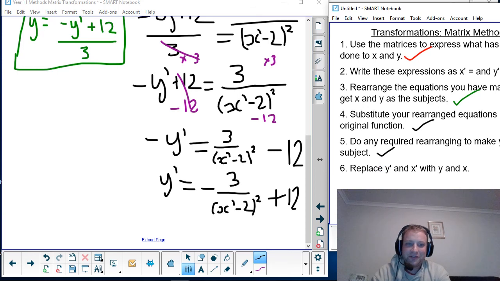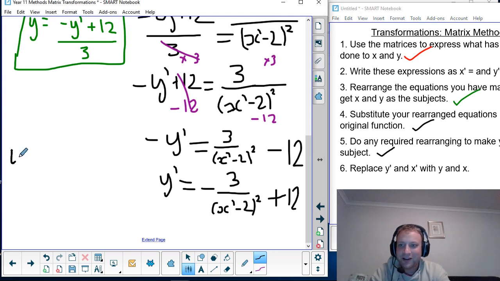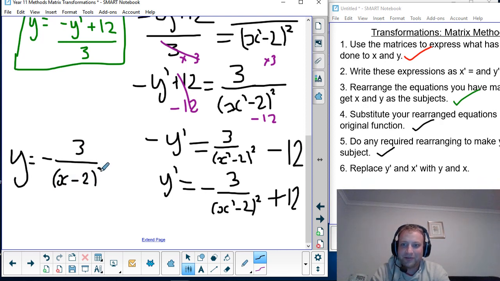Okay, all that's left to do to get our final equation and our final answer is just scrub out those dashes, right? Replace y dash and x dash with y and x. So if you're drawing in pencil, you can now just rub those out, and we've fixed it, but let's just write it out just to be satisfied with a job well done. y equals, we've got this negative fraction, it's got a 3 on top, it now has an x, take away 2, that's squared on the bottom, and that's a plus 12.